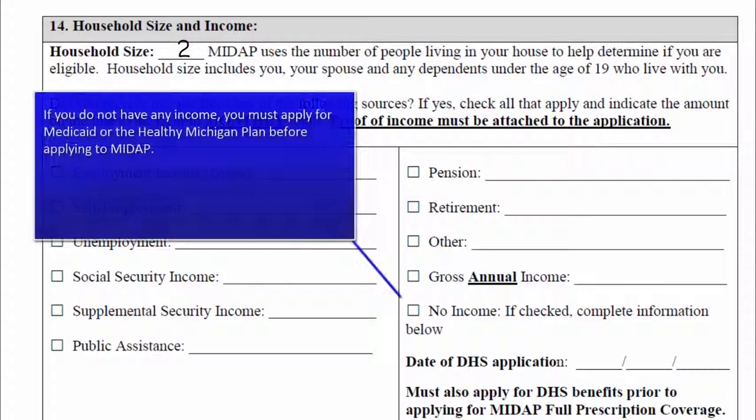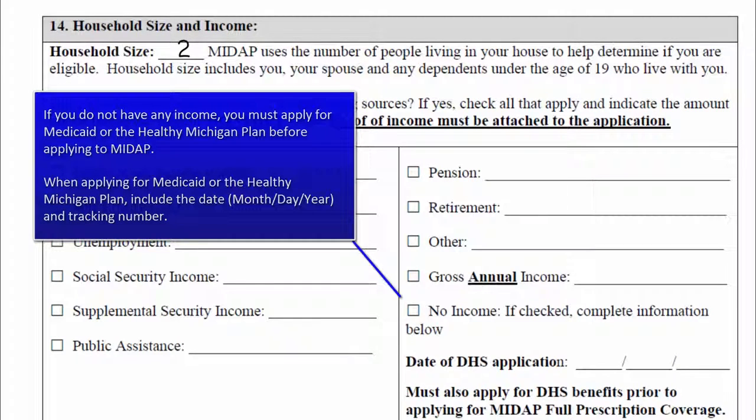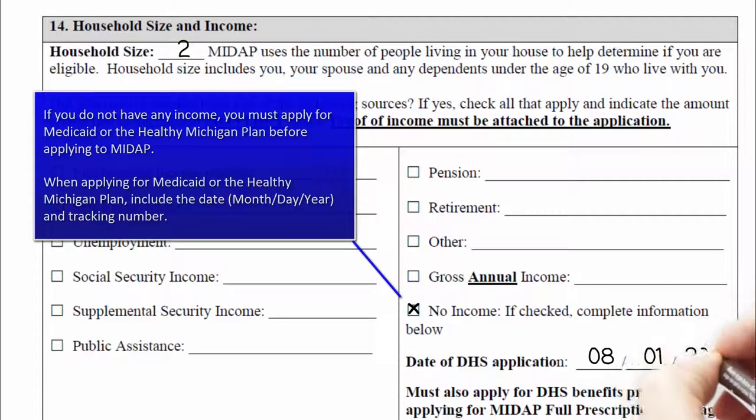If you do not have any income, you are also required to apply for Medicaid or the Healthy Michigan Plan benefits before applying to MiDAP. You will also need to include the date you applied, including the month, day, and year.